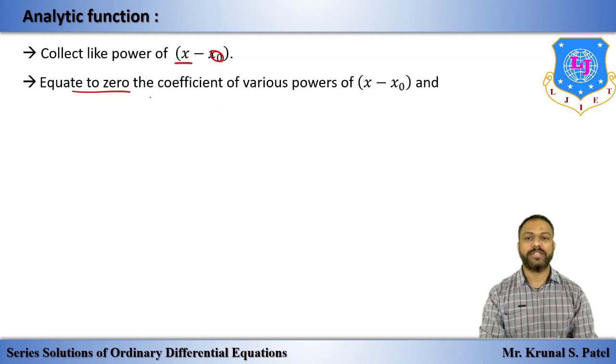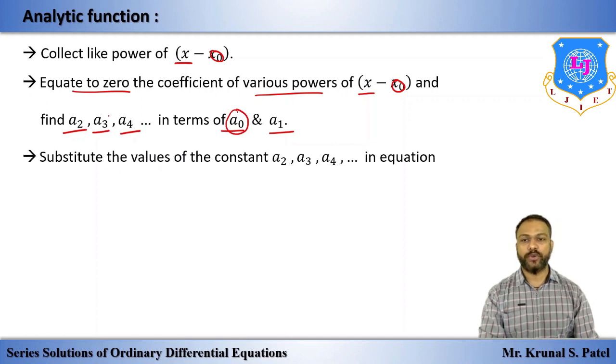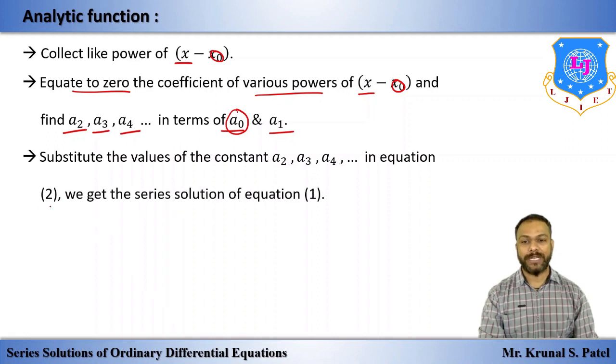Then equate to 0 the coefficient of various powers of x, because we have this 0. And find the values of a2, a3, a4 and so on in terms of a0 and a1. In some examples we have it only in terms of a0. Now after getting all these values, just substitute them in equation number 2, that means in the trial solution, and we will get the final series solution of equation number 1. Okay, these are the steps that you have to remember.